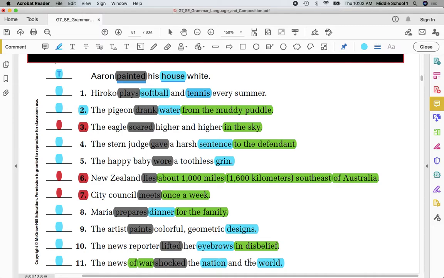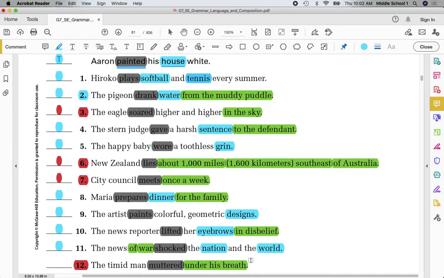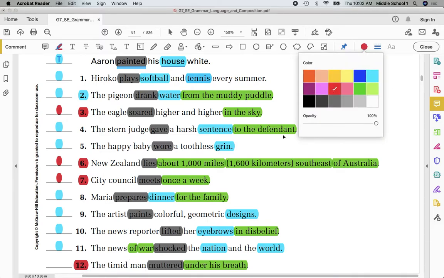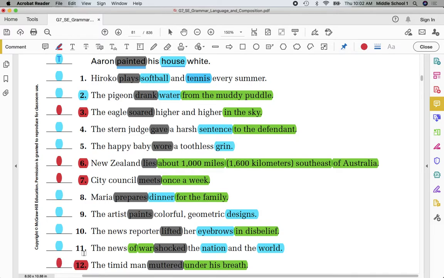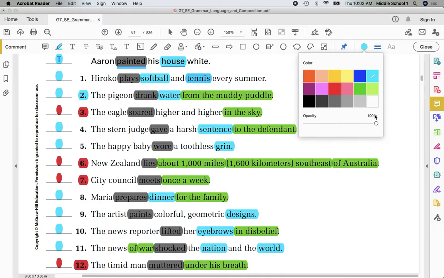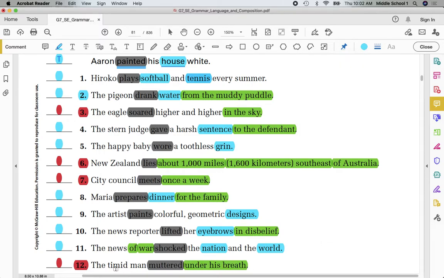Now, let's look carefully at sentence number 12. Notice I have a red mark here, so that red mark means that it is intransitive. Why is sentence number 12 intransitive? Muttered what? Under his breath is a prepositional phrase. There is no noun that follows. That's why it does not have an object, and I call it intransitive.